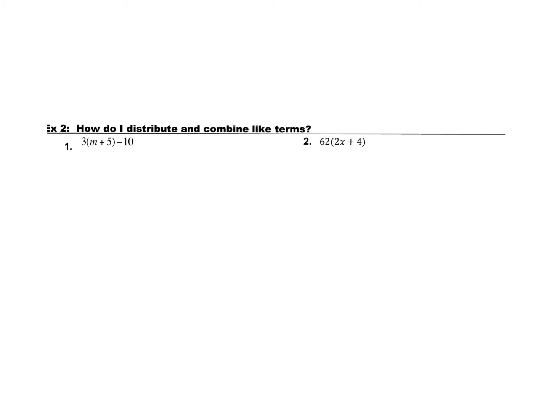All right, example number 2, how do I distribute and combine like terms? So we're going to be doing both the distributive property and then combining the like terms.